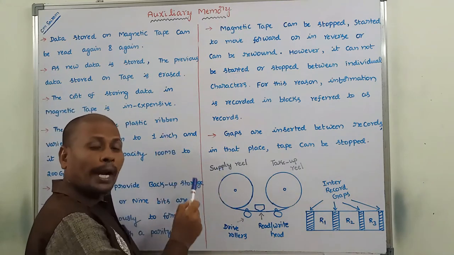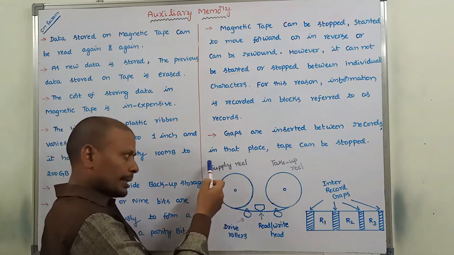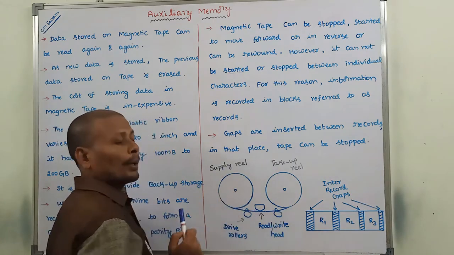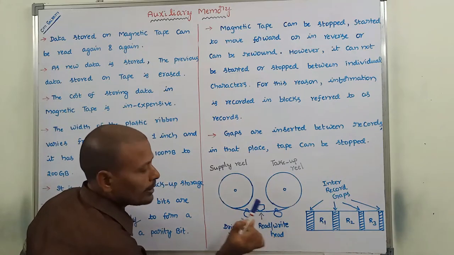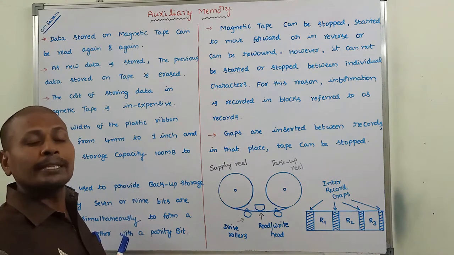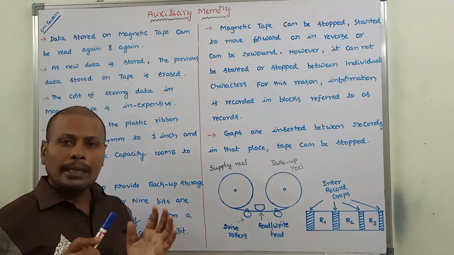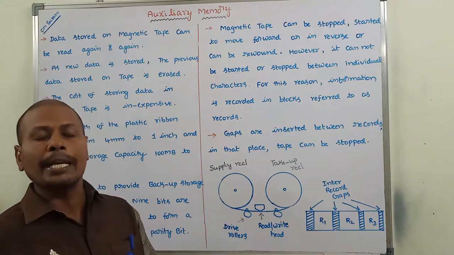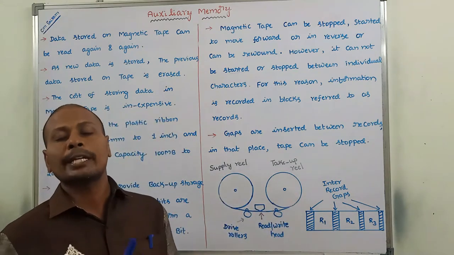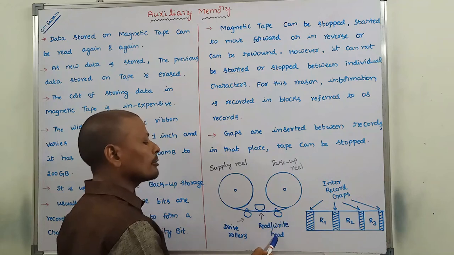The supply reel provides the plastic ribbon and the take-up reel receives the plastic ribbon from the supply reel. This line is nothing but the plastic ribbon. Only one side of the plastic ribbon is coated with magnetic material. On that magnetic material, there are some magnetic spots. In those magnetic spots, we store the information in the form of bits. On that side, we place the read or write head.